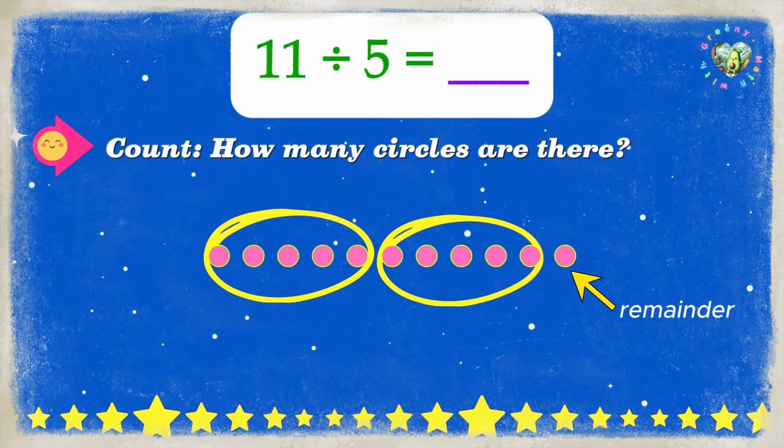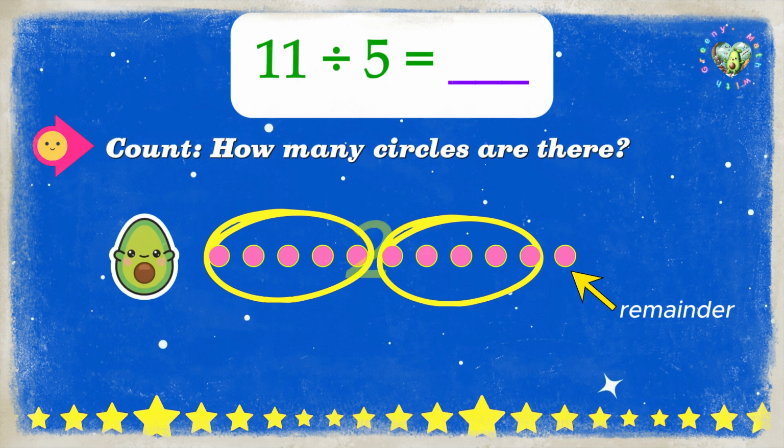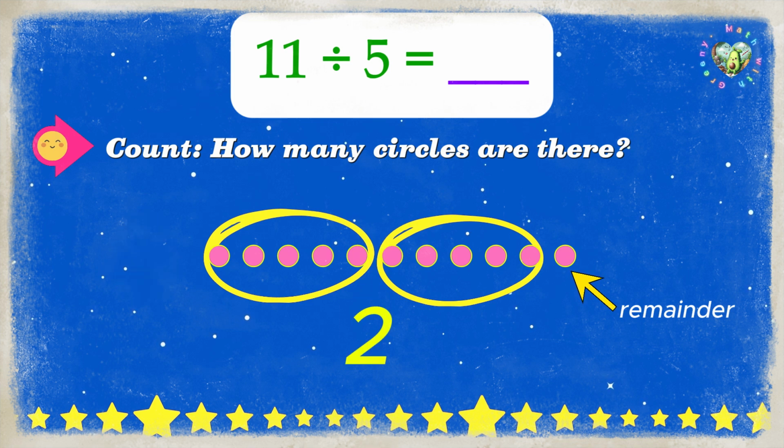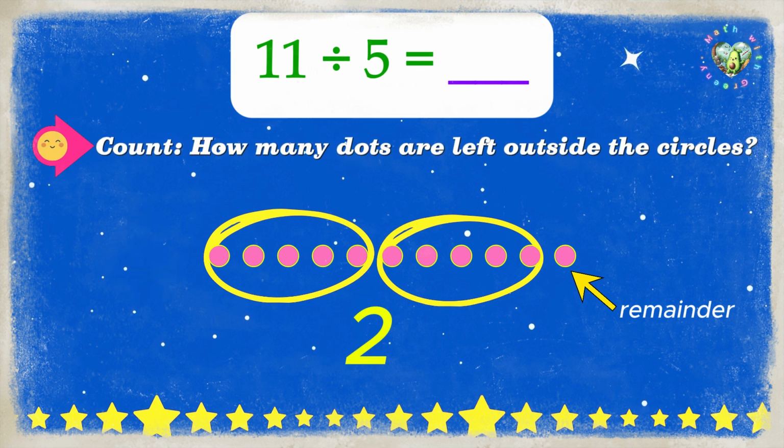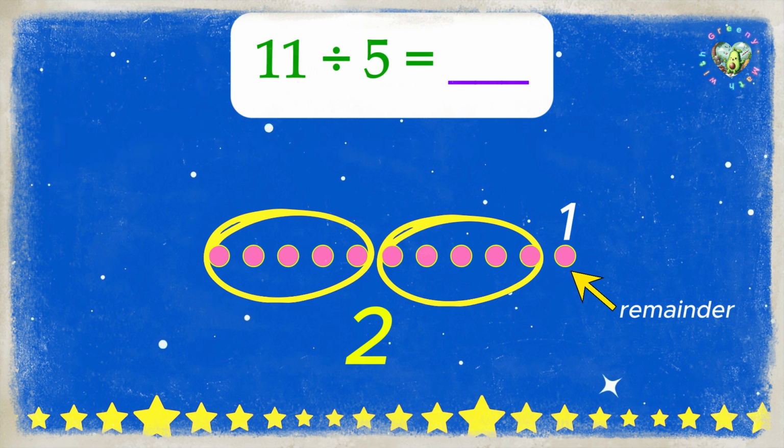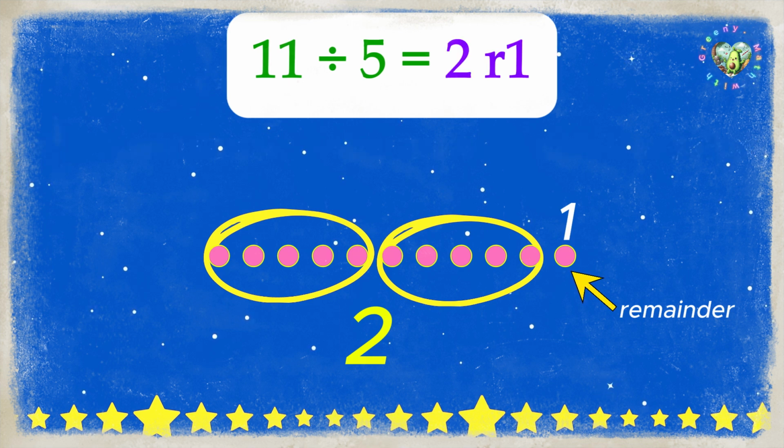Count. How many circles are there? 2. Great! And how many dots are left outside the circles? Just 1. Exactly. So we write it as 11 divided by 5 equals 2 remainder 1.